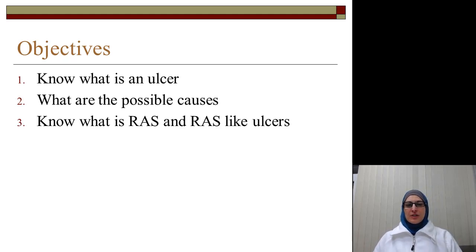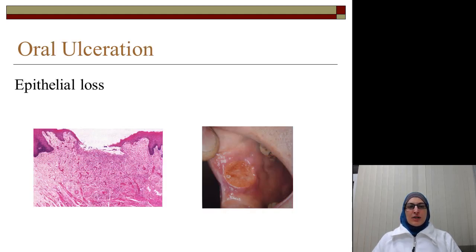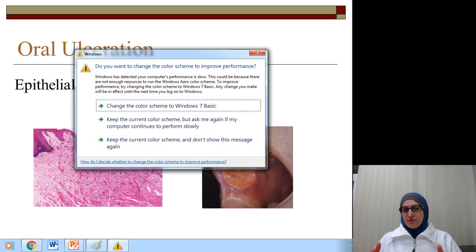So the objectives of this lecture are to know the meaning of an ulcer and the possible causes of ulcers in the oral cavity, and I will introduce you to a very common condition known as recurrent aphthous stomatitis, and other lesions that can clinically present like recurrent aphthous stomatitis, or RAS. How can we tell the difference? How can we manage these conditions, particularly RAS? And we'll talk about other conditions, mainly Behçet's disease, as it is common in our region, our part of the world. So starting with the definition of an ulcer.